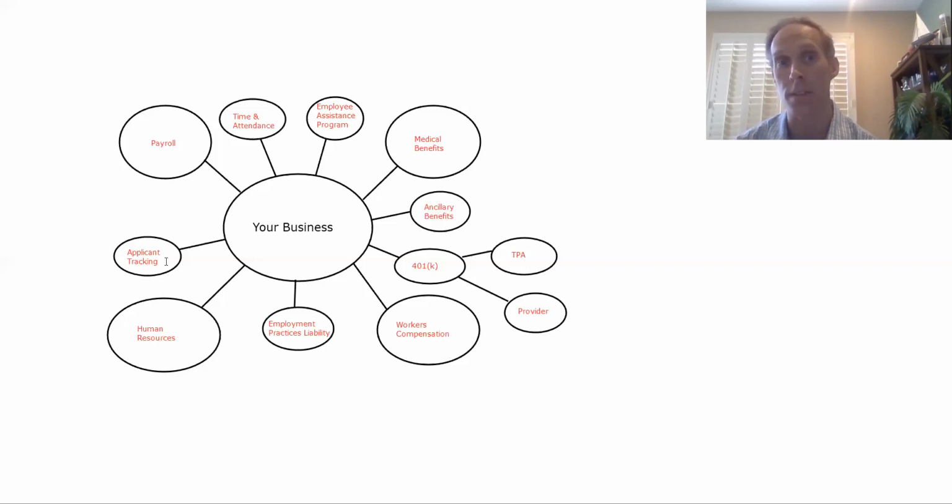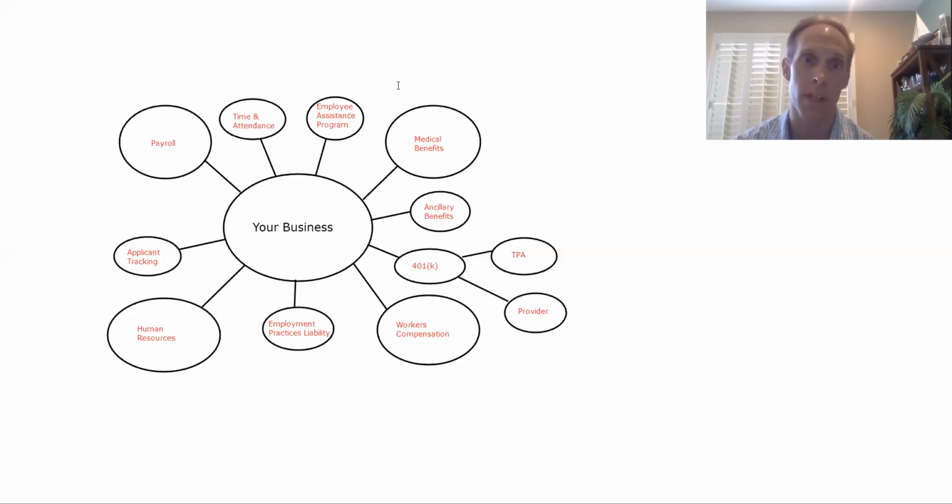Maybe you have an applicant tracking system as a way to find and onboard new employees into your business. Maybe you have a time and attendance solution for tracking time and paid time off or PTO accruals. And you may even offer your employees an employee assistance program to support them and their families away from the workplace. So you have all of these things going on, or maybe some of them. And odds are they're usually not talking to one another, and they're not integrated.